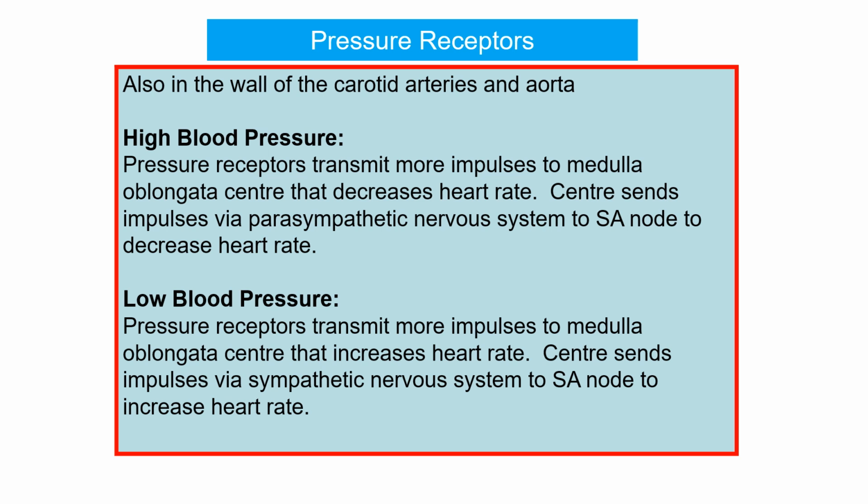If high blood pressure is detected, it will transmit impulses to the medulla oblongata, and it will cause the inhibitory center to be activated, and that center will send impulses via the parasympathetic nervous system to the sinoatrial node to decrease the heart rate. If your blood pressure is low, though, you need to increase your heart rate, and therefore impulses will be sent from the stretch receptors or the pressure receptors to the cardioacceleratory center, and that will send an impulse via the sympathetic nervous system to the sinoatrial node to increase the heart rate.